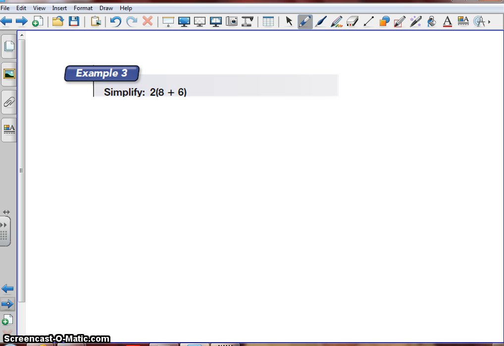Our final example, we look and see that there are parentheses this time. And because the parentheses are something we always do first, we start by doing the 8 plus 6 portion of this problem. 8 plus 6 is 14.